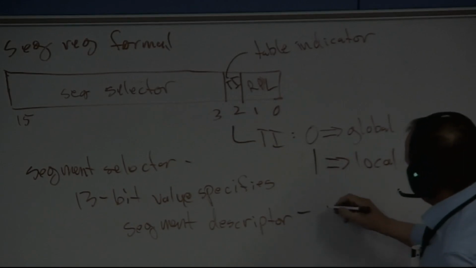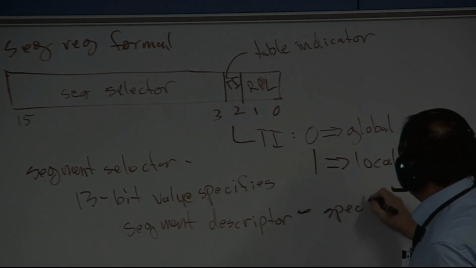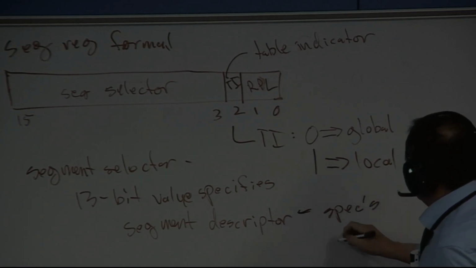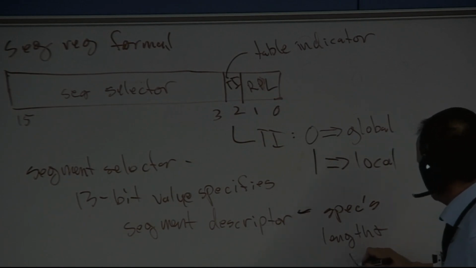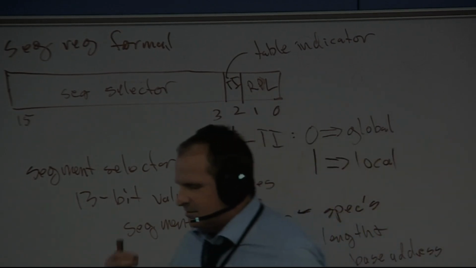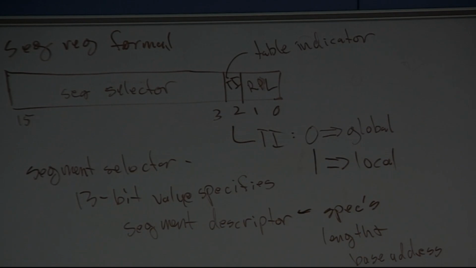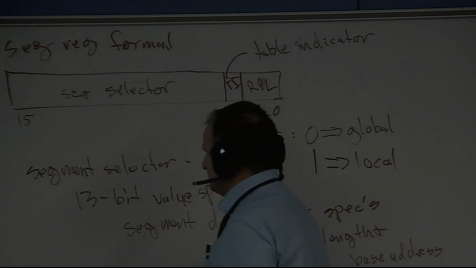So the segment descriptor specifies the length and what's called the base address. A base address of something is simply the address of the beginning byte, nothing more. Now, the format of the segment descriptor looks like this.